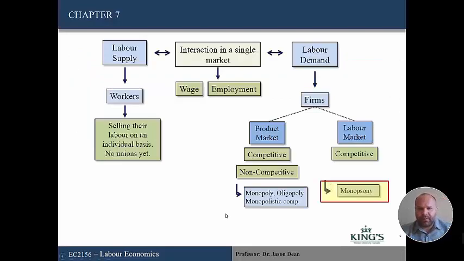Let's look at our overview again. Today we're going to be talking about a monopsony, when the firm is the sole hirer of labor in the labor market. And so they're going to face an upward sloping supply curve. And we're going to go back to assuming that the product market is competitive.